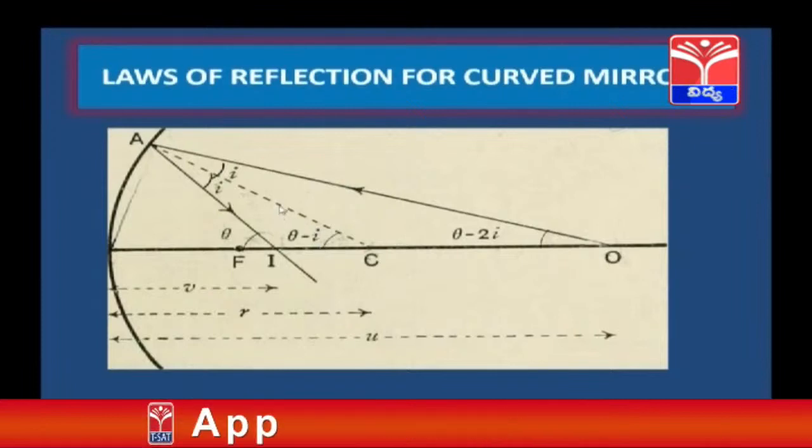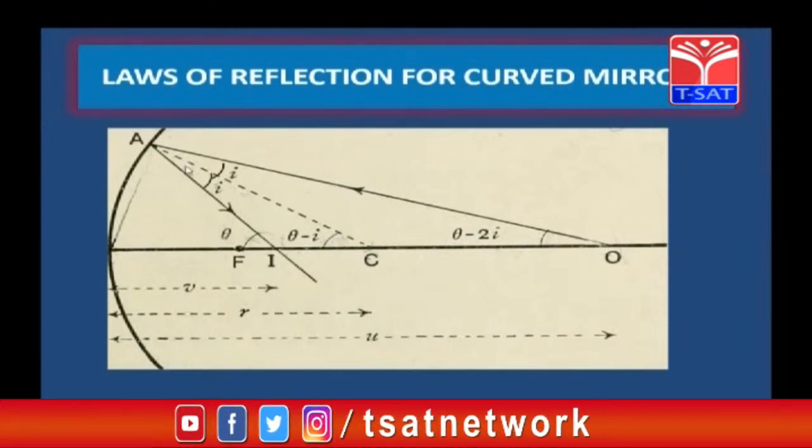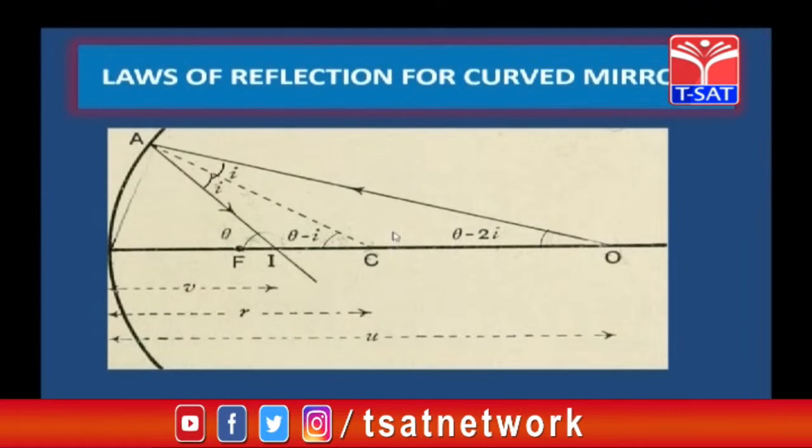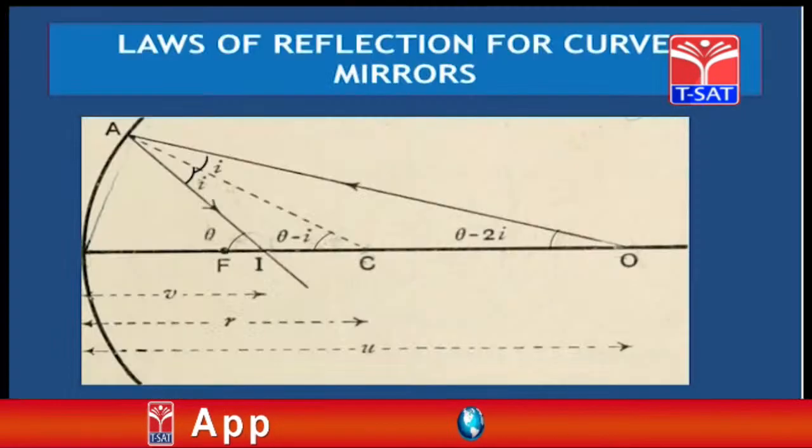So that means we can say the laws of reflection are applicable for curved mirrors also. Okay children, you can see here AC is the normal and the incident ray OA and the reflected ray AI are making equal angle with the normal AC. So the first law of reflection is satisfied. Also you can see the incident ray, the reflected ray and the normal all are in the same plane. So very clearly we can say that the laws of reflection are applicable for curved mirrors also.